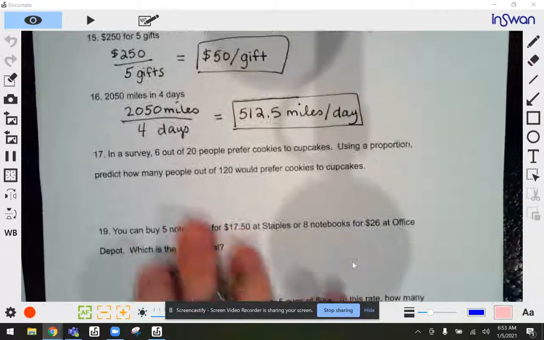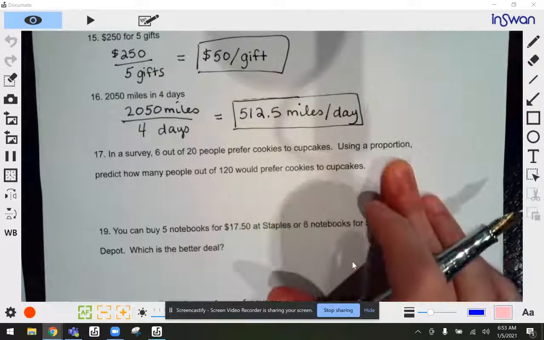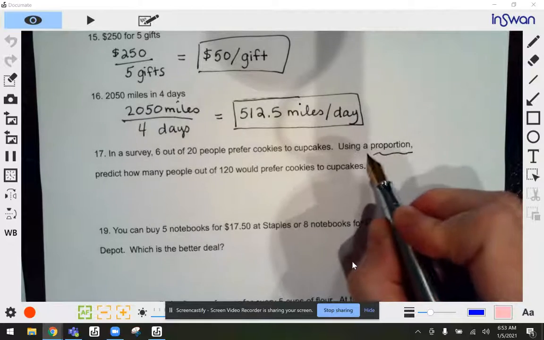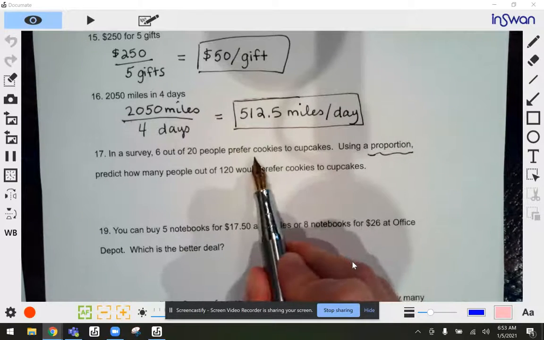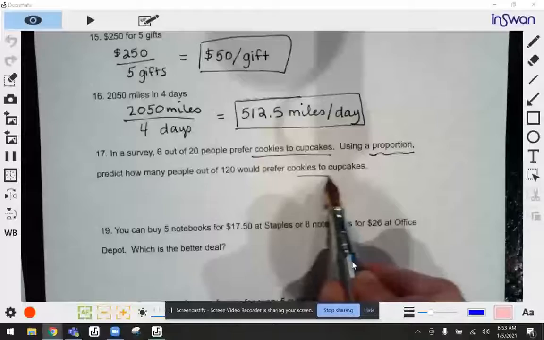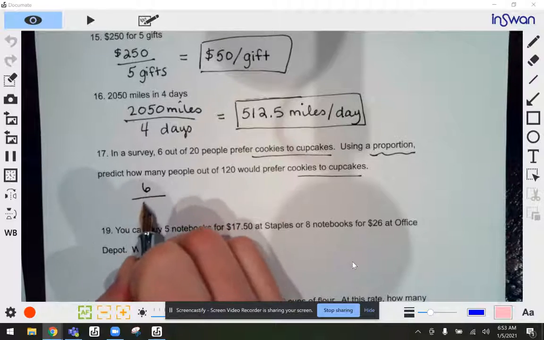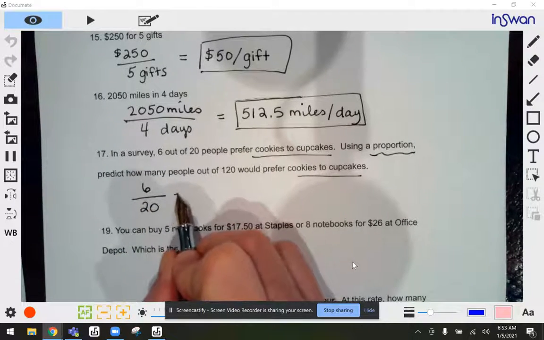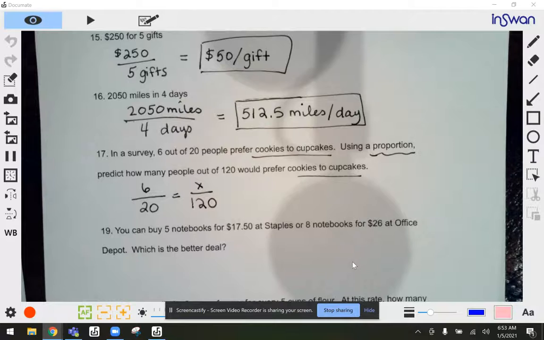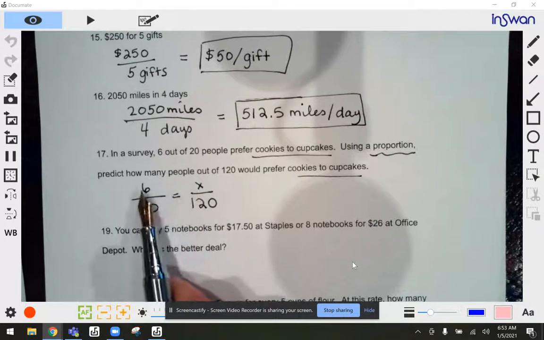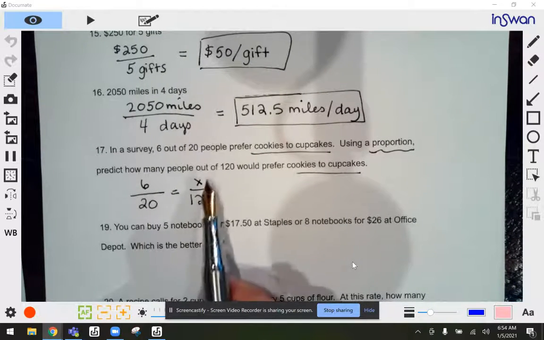Okay, here it says in a survey, 6 out of 20 people prefer cookies to cupcakes. Using a proportion, there's a clue, how to solve it. Predict how many people out of 120 would prefer cookies to cupcakes. So noticing cookies to cupcakes is in the same order, so we can compare these equally. So it says 6 out of 20 people have that preference, and we want to know how many out of 120 would have that preference. So again, the smaller number is going on top in this case because we're saying 6 out of 20. How many out of 120? You want to keep that relationship the same.